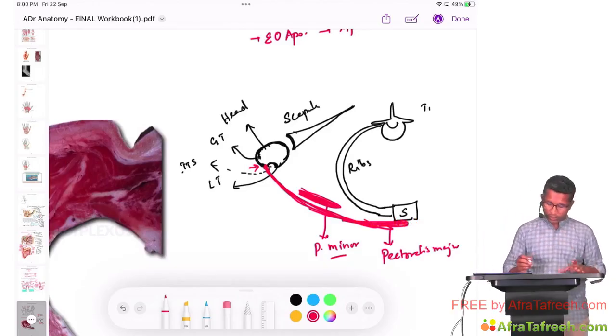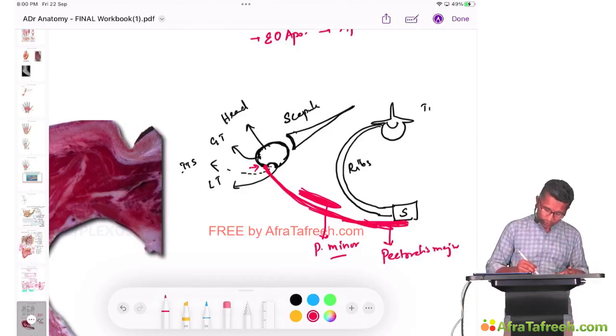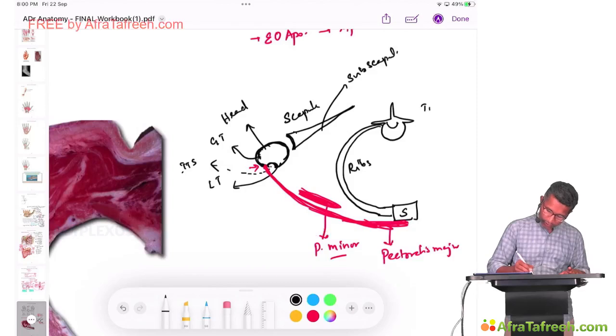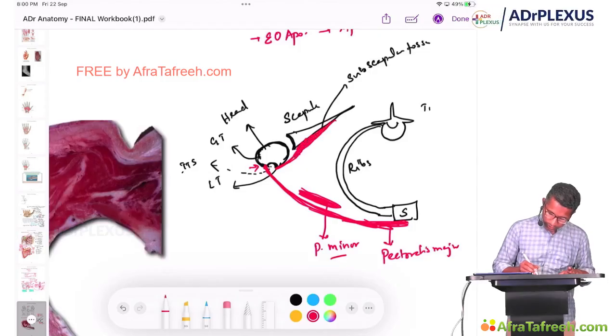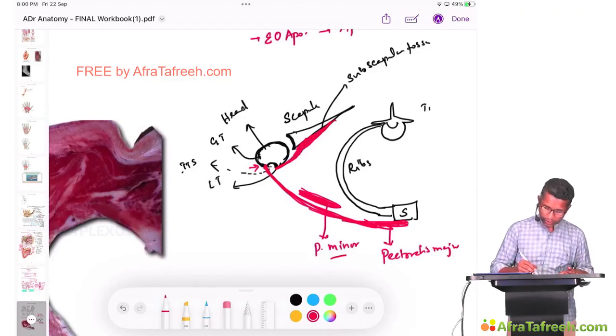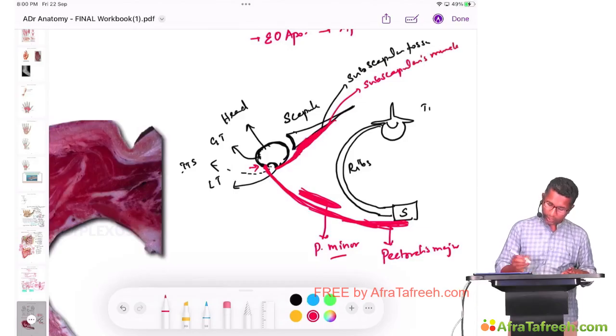Now you know that from the scapula, this fossa which you see here is the subscapular fossa. From the subscapular fossa you have a muscle which gets attached to the lesser tubercle. This fossa which is giving rise to this muscle attached to the lesser tubercle is called the subscapularis muscle.